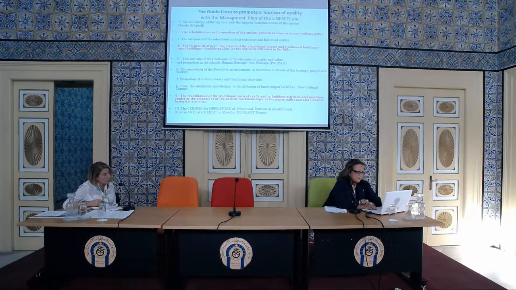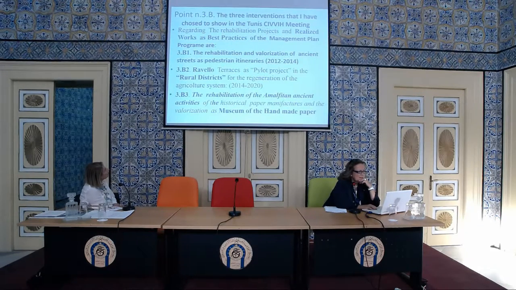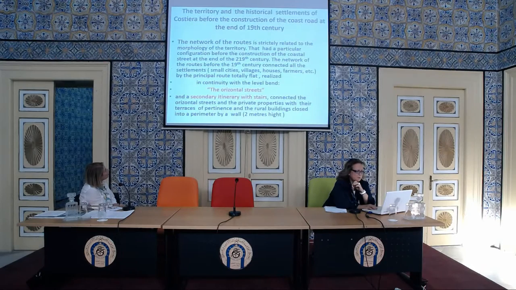I will speak about only three. This is in red color: the rehabilitation and the promotion of ancient pedestrian itinerary, the rural district, and the traditional ancient craft. The others it is possible to read on the portal. The three interventions that I have chosen are the rehabilitation and valorization of the ancient street, Ravello Terrace as pilot project in the rural district, and the Museum of the Handmade Paper.